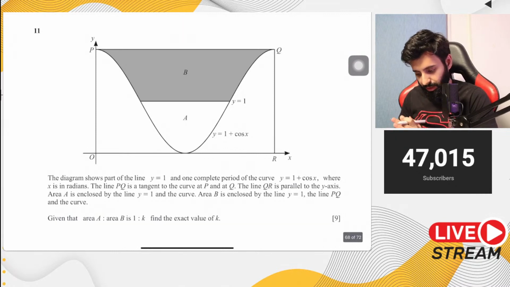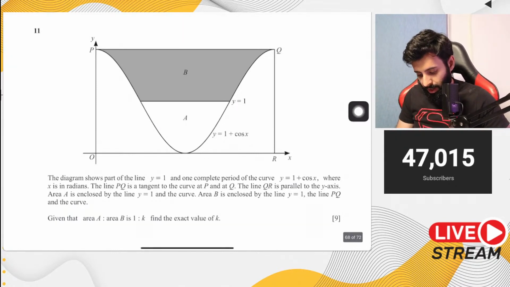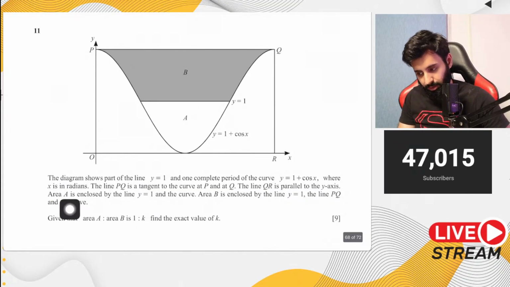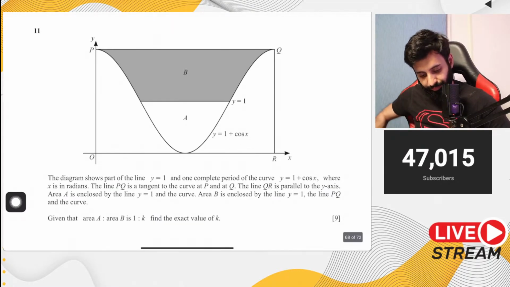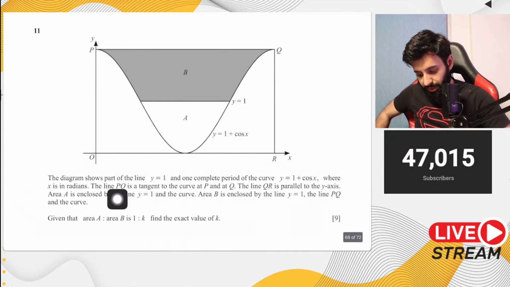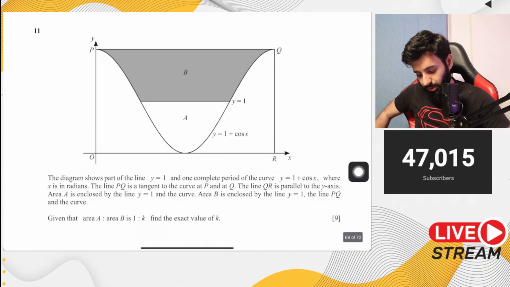The diagram shows part of the line y equals 1. So this is the line y equals 1. Okay. And one completed curve of y equals 1 plus cos x, where x is in radians. Okay. So immediately make sure that your calculator is in radian mode. All right. The line PQ is a tangent to the curve at P and Q. Okay. The line PQ is a tangent to the curve at P and Q. All right.